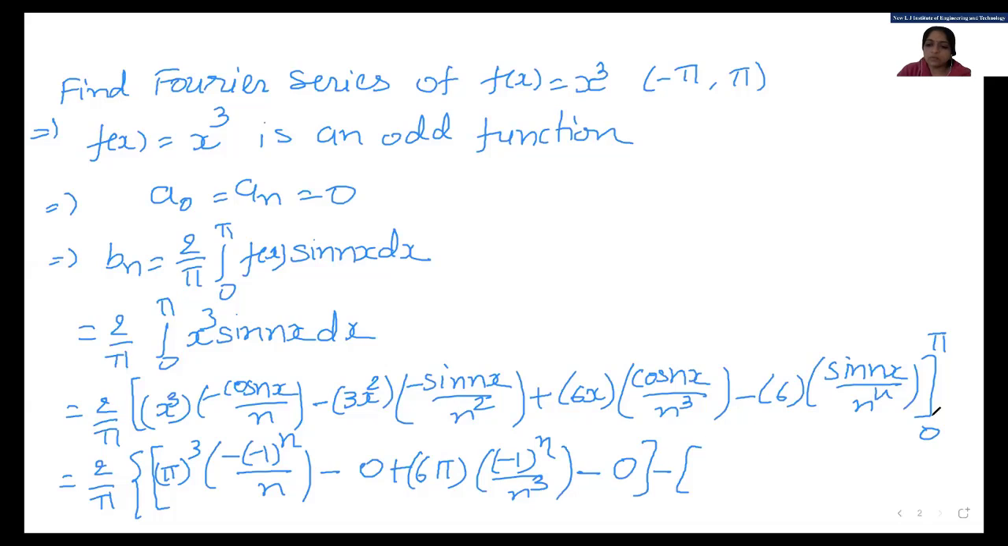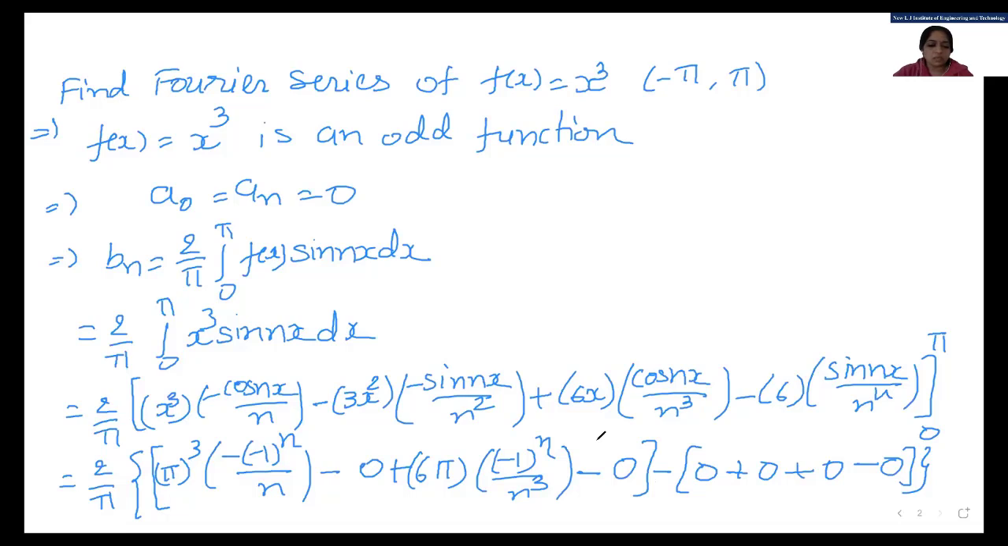Minus the value for the lower limit. Here x cube, so 0 cube is 0, so our first term is 0 for the lower limit. The second term is also 0 because of x square, so 0 square and sin 0 is also 0, right? Plus here cos 0 is 1, but if we put 6 into 0, then 0 into anything is 0. And in the last term sin 0 is 0. So this is the value for the lower limit. Okay.